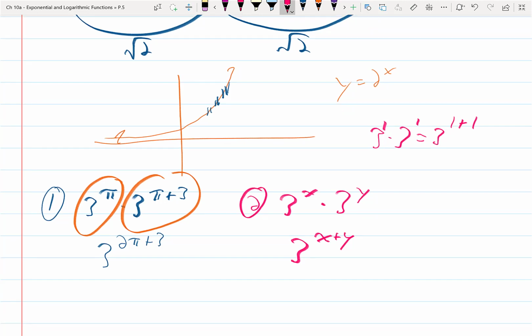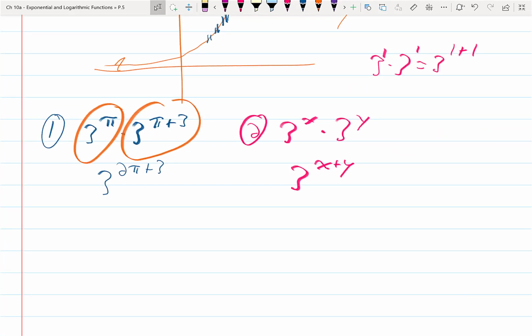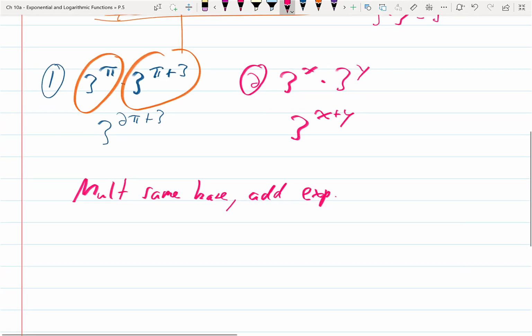And the rule we're going to use, the rule that's been applying to both of them, is: multiply, same base, add exponents. You're going to have to tell yourself that several times because there are a lot of ways that it can look a little tricky.